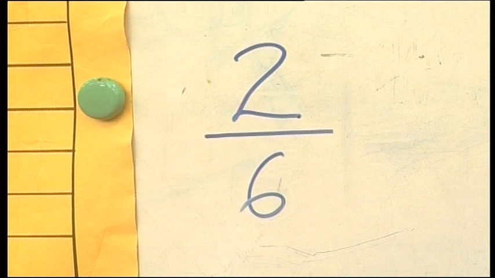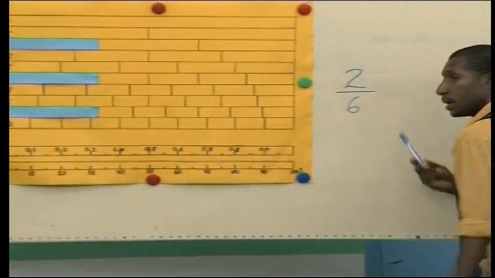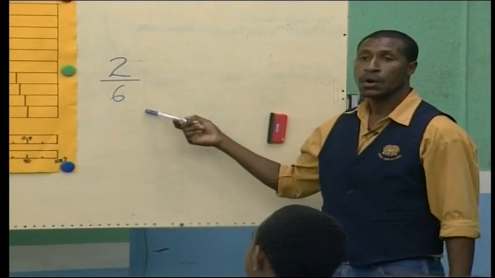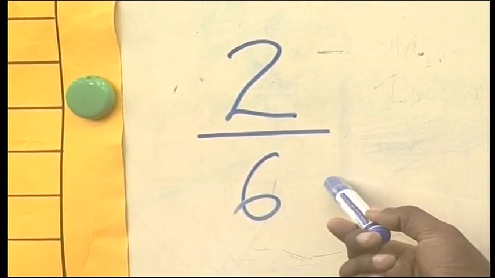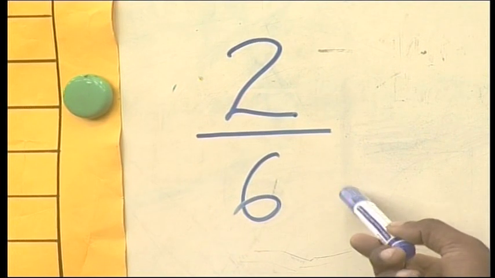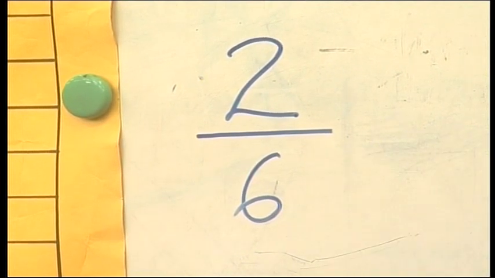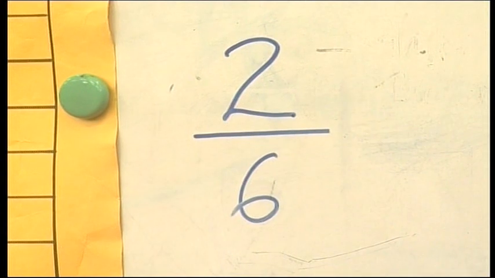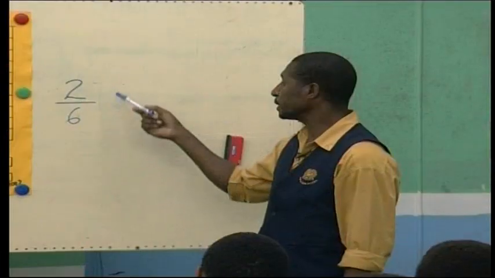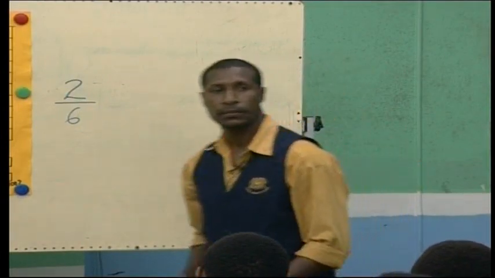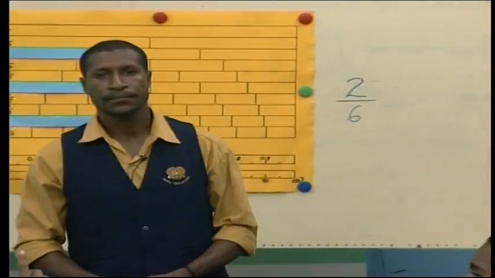Now here I have 2/6 on the board. We can simplify this fraction to its simplest form. To simplify, we have to find a common factor. Now, who can give me the common factor which I can use to divide this fraction to change it to its simplest form?